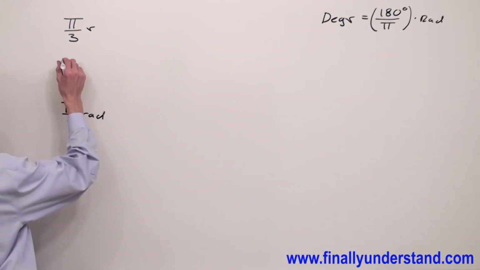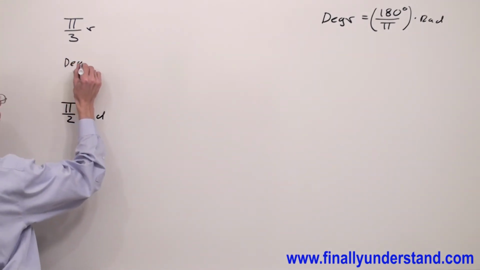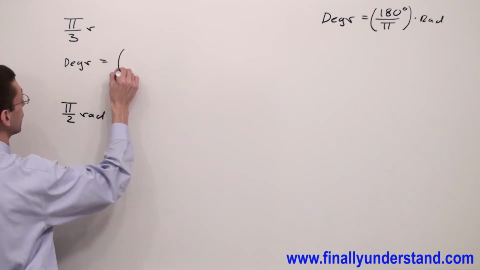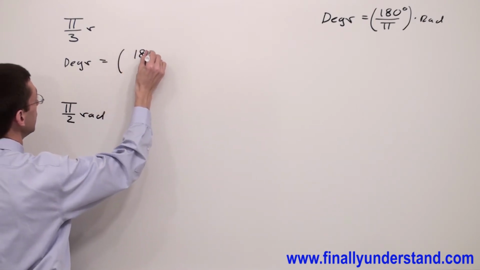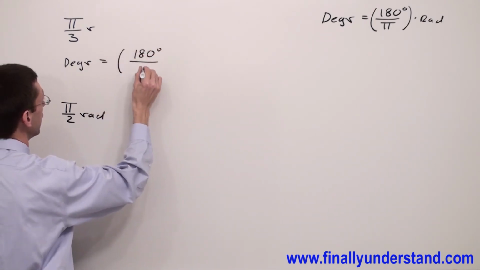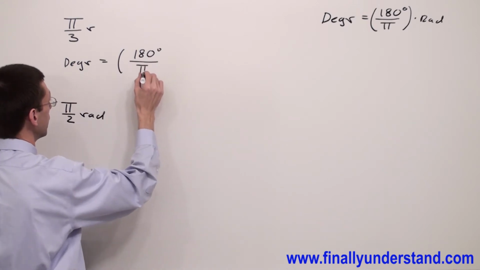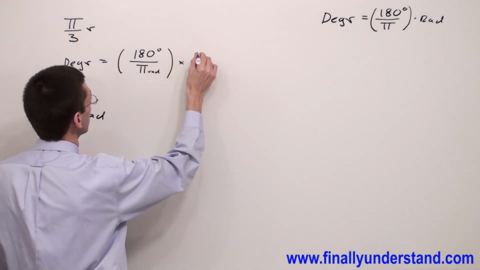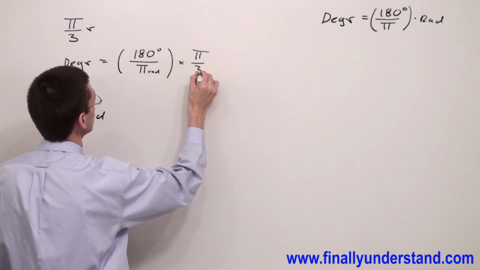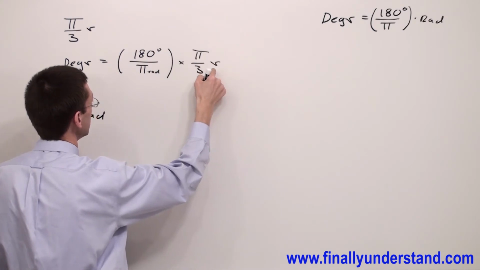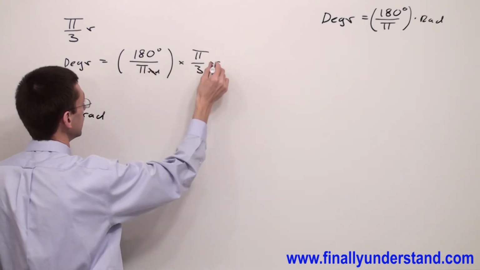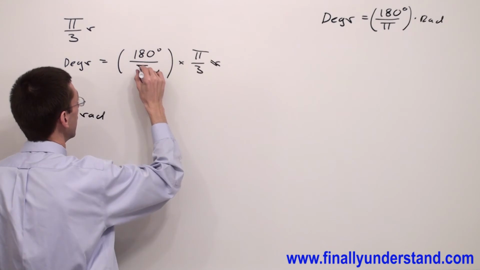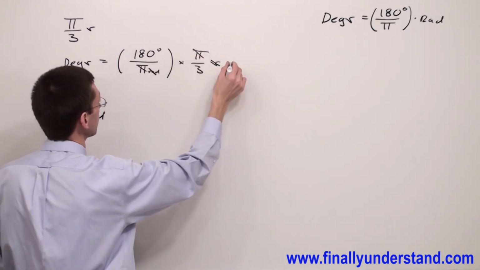So that's why I'm going to have degrees are equal to 180 degrees over pi. Anytime I have pi, I can always write radians, times pi over 3r, which stands for radians. Radian and radian will cancel out. Pi and pi will cancel out.